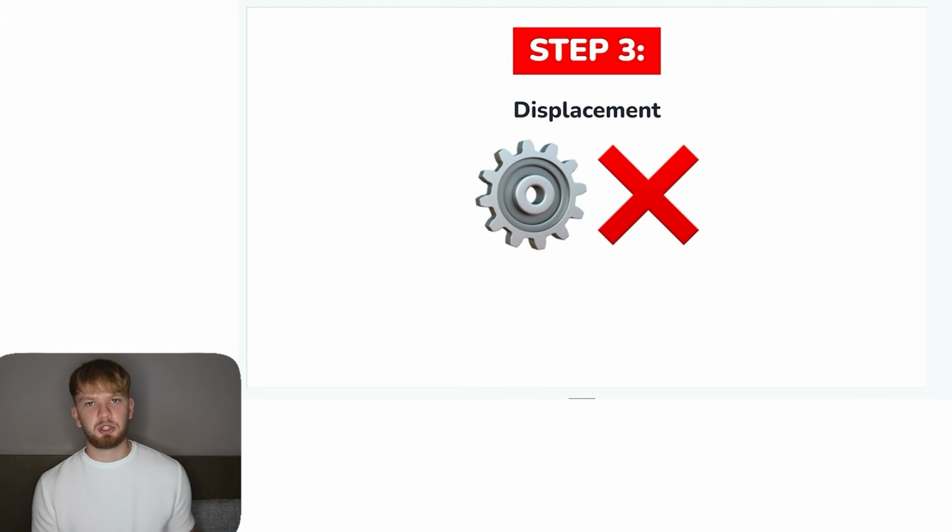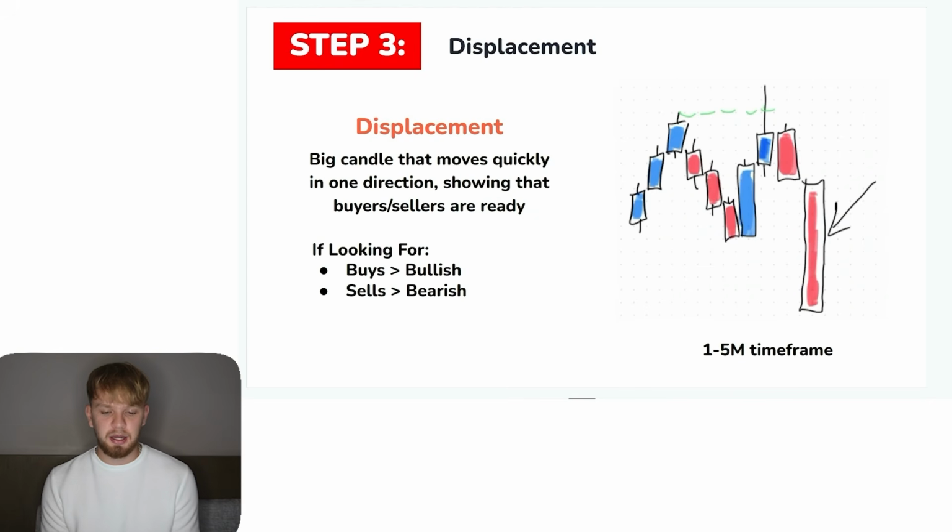So step 3, you need something called displacement. This is very important and underrated. It's extremely simple to find and not enough people are using it. Displacement is simply when we have a large candle that goes in either direction. It is literally that simple, and the amount of winning trades that I've caught because of displacement is stupid.